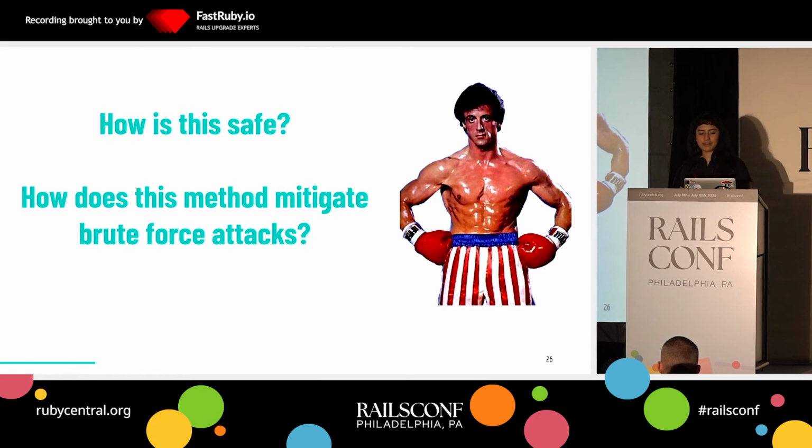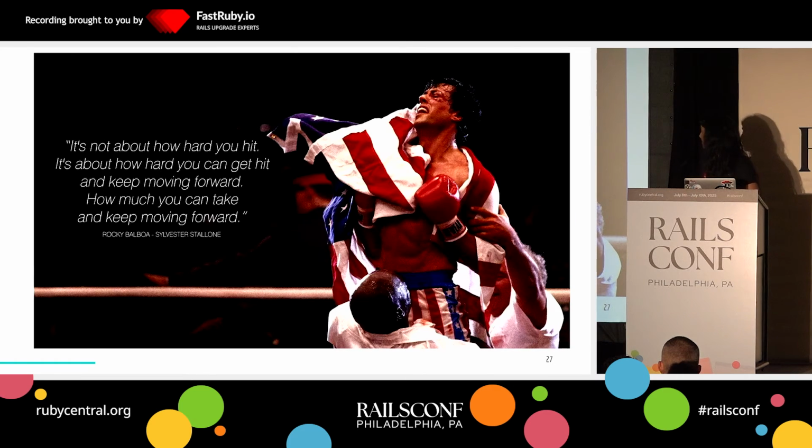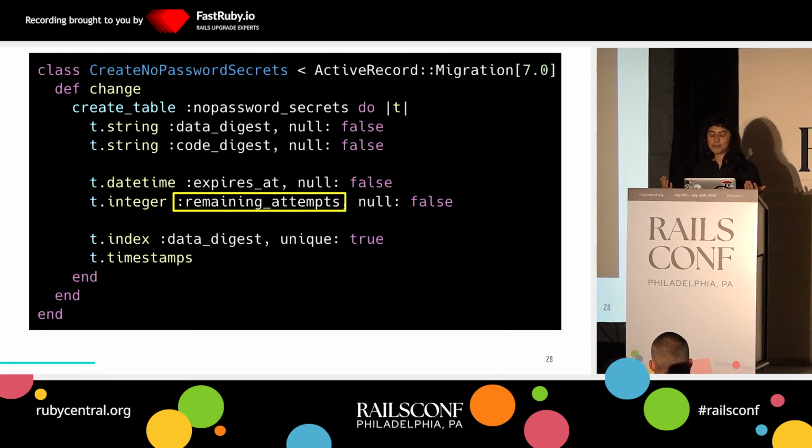You might be wondering, how does this method, for example, mitigate brute force attacks? So as our local figure teaches us, it's not about how hard you hit, it's about how much you can take. So this translates into a number of remaining attempts. So that's the first layer of security this thing adds. This remaining attempt is decremented every time the user enters a code, and when it gets to 0, the secret is destroyed, and the user has to request a new one. And yeah, by default, this is 3 attempts, but you can override that if you want.